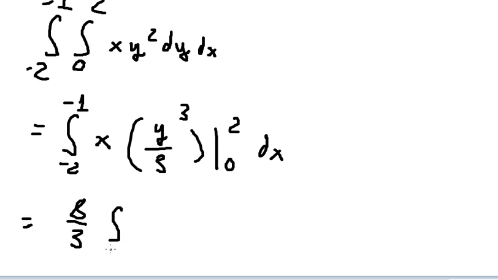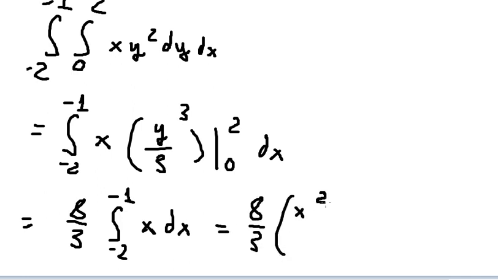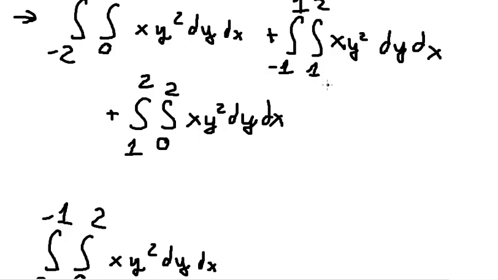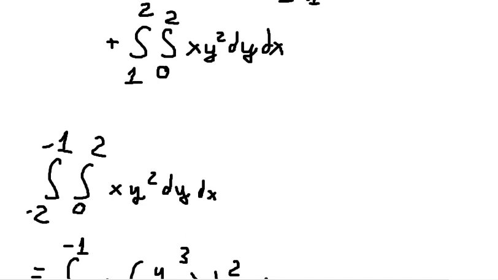And we have the integration from negative 2 to negative 1. This one gives x squared over 2. We put the limits from negative 2 to negative 1, so we substitute negative 1 here and negative 2 here. So we have negative 4. Now we go to the next one.